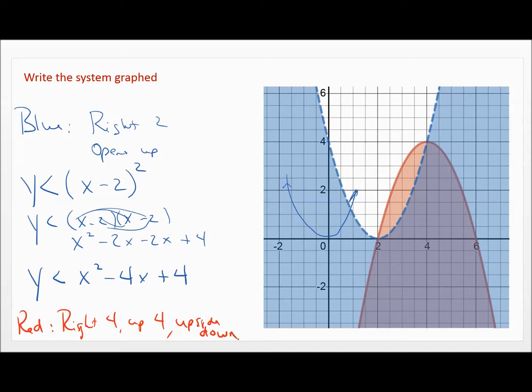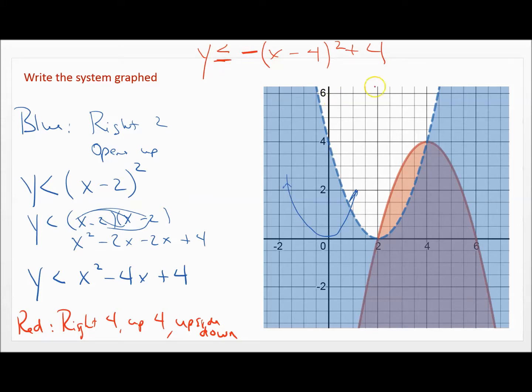So we put that in standard form. I'm going to go to the top of the page. That would be y. I don't know if it's greater than or less than, I don't know any of that yet. Let's deal with that later. Okay. We have a negative because it's upside down, parentheses. To move that thing right 4, we do x minus 4, the square on the outside, and to move it up 4, I put a plus 4 outside the square. So there it is. Now notice it's shaded below the curve. So that's another less than, but since it's a solid line, it's a less than or equal to.